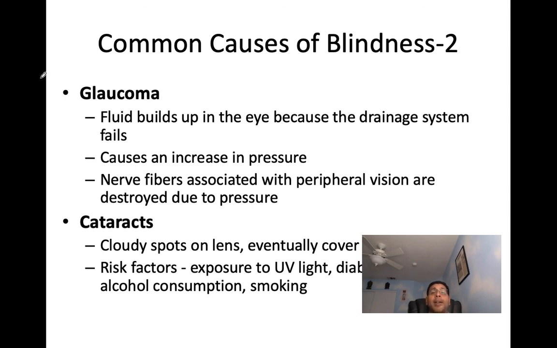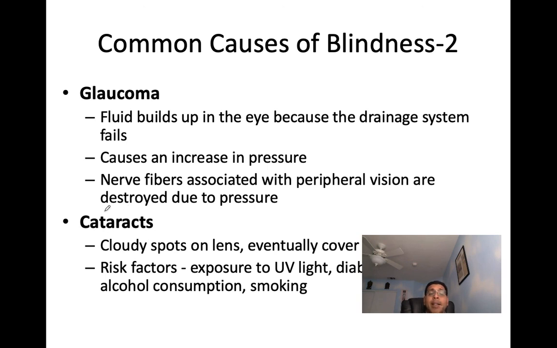Next, then we have glaucoma. Glaucoma is going to occur when fluid builds up in the eye because the drainage system fails. This is going to cause then an increase in pressure inside the eye. And then our nerve fibers that are associated with peripheral vision are going to be destroyed due to that increase in pressure.